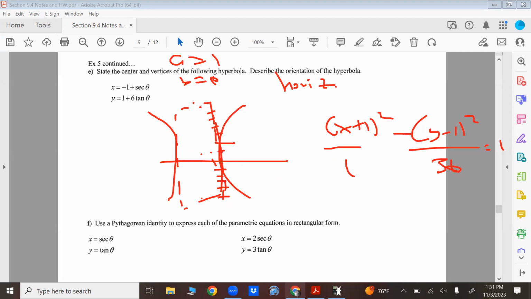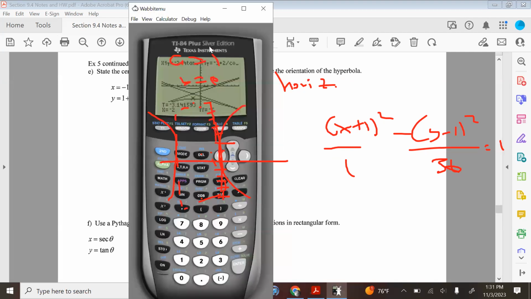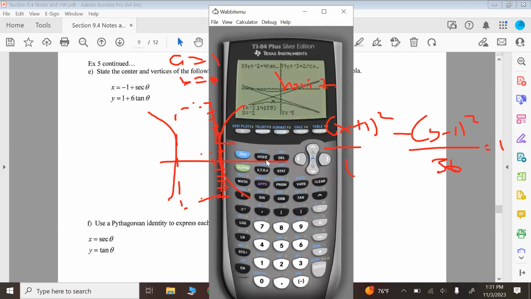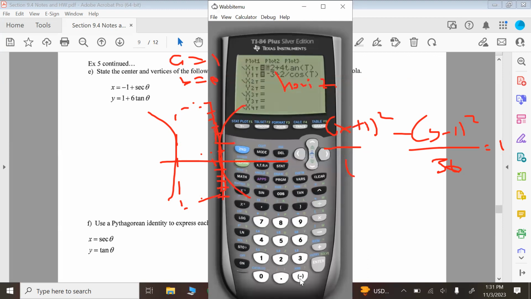Let's type it in just to make sure we got it. We got -1 plus 1 over cos t. Clear. 1 plus 6 tan t. Graph it. And there we go. There's a graph.